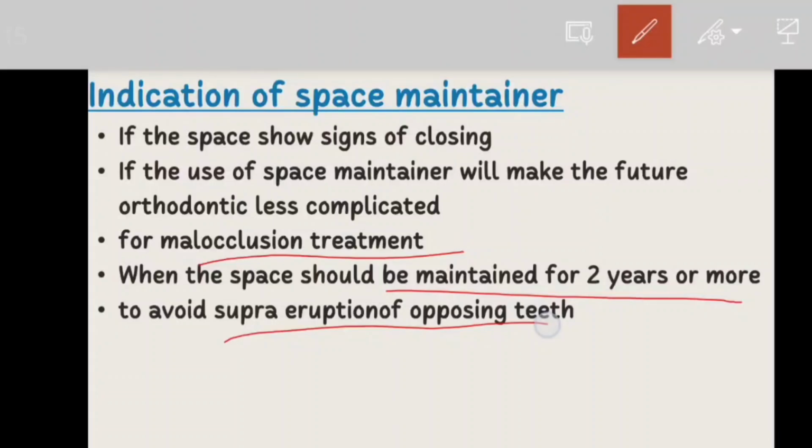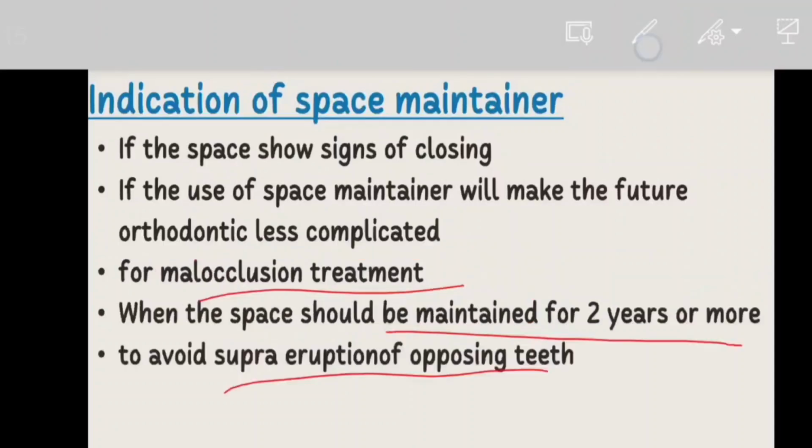Another indication is to avoid supra-eruption of the opposing teeth. It means if one tooth is missing, an opposing tooth may erupt more downward or upward. This is called supra-eruption. So here we need a space maintainer.